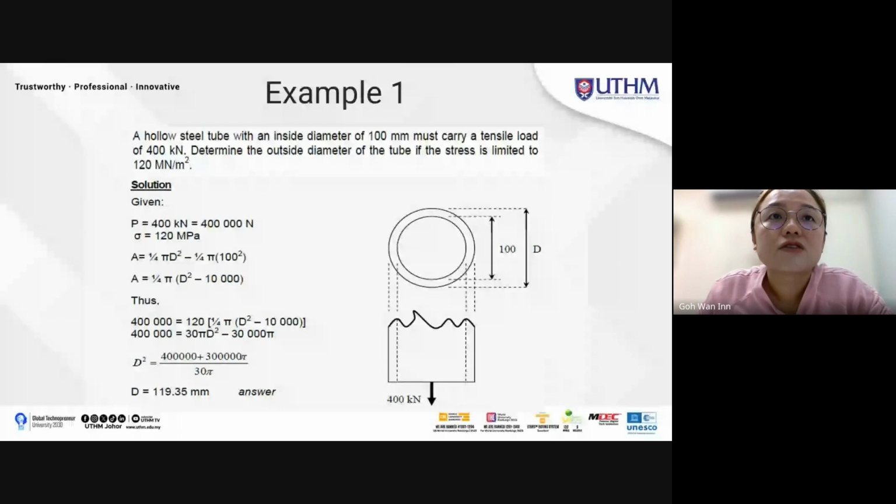So stress is P over A, so P is stress times A. This is P, this is the stress, and this is A. When you solve this equation, you will get D. Let me go to the next example.